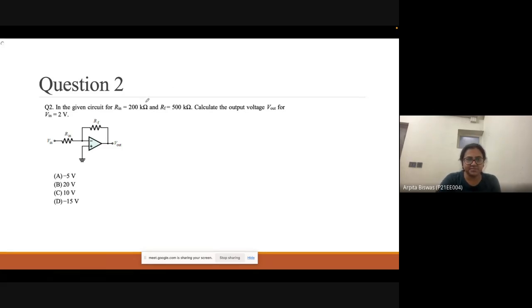So what is given here? The R input value is given here. The R feedback value is also given here. And the given value of V input is 2 volt. So we have to calculate the V output voltage. So what is the equation to find the V output voltage? V output equals minus Rf by R in into V input.